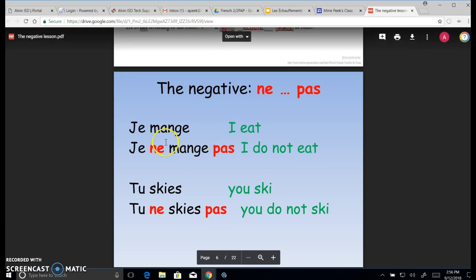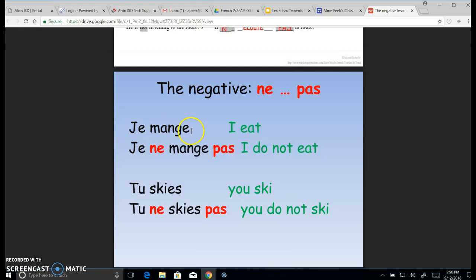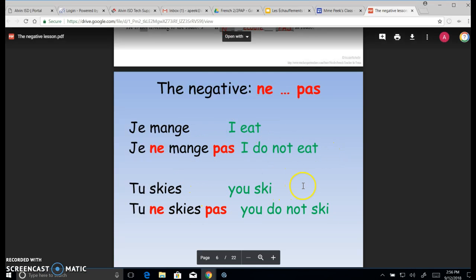Then we went down to the next slide and we copied je mange, I eat, je ne mange pas, I do not eat. We just copied these two phrases. We didn't worry about these.